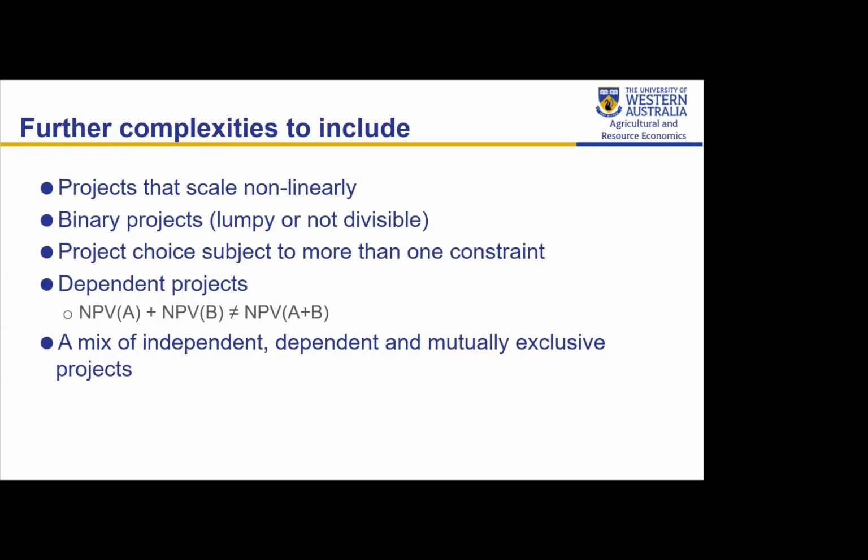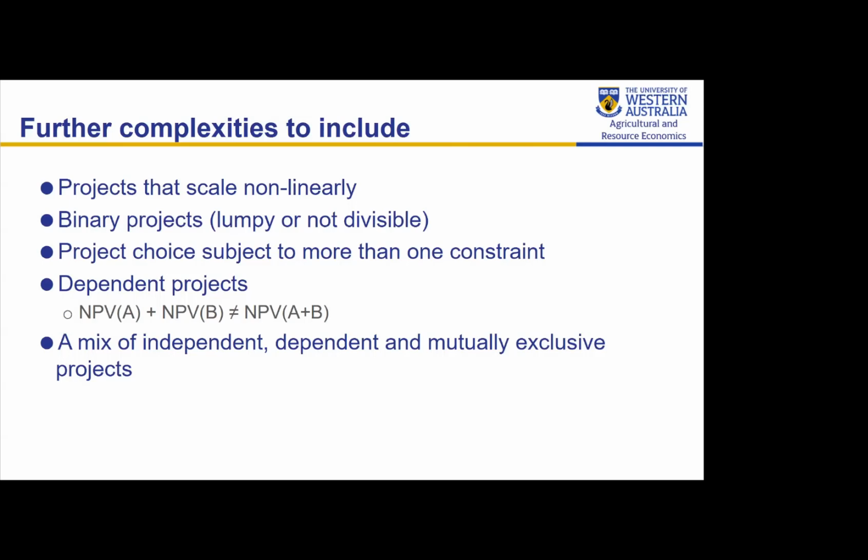Okay, so I started by giving you 2 scenarios, but actually there's other things that you might need to account for too. For example, you might want to account for the fact that projects don't scale linearly. Remember I said the marginal project should scale linearly? You might want to account for the fact that projects could be binary, they could be lumpy. You can't just scale it up and down at all.